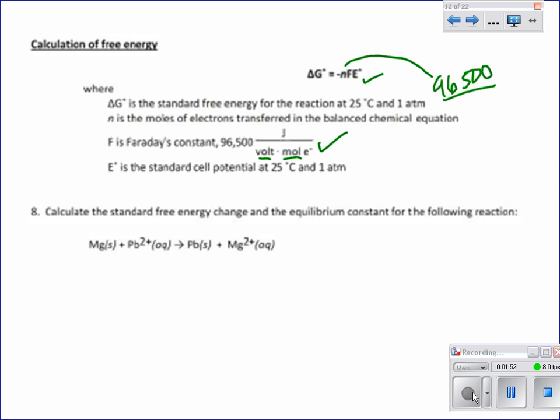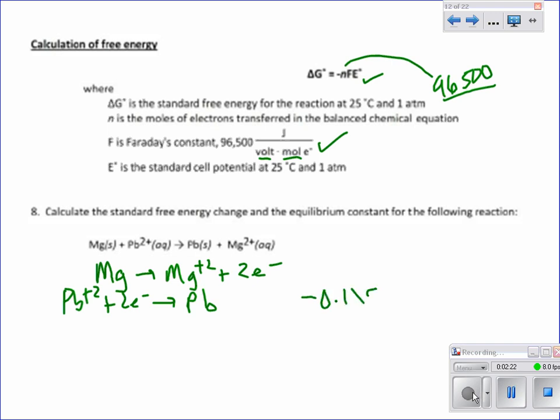So let's go ahead and practice this really quick. Start looking these up for me. Magnesium goes to magnesium 2+ plus 2 electrons, and then lead 2+ plus 2 electrons goes to lead. Let's do lead first. I always like to do the reduction ones first because we're taking them off the table exactly as they are. So does anyone find it? Lead 2+ to 0 on the reduction potential table is negative 0.125 volts.